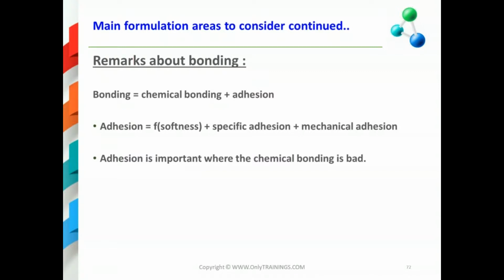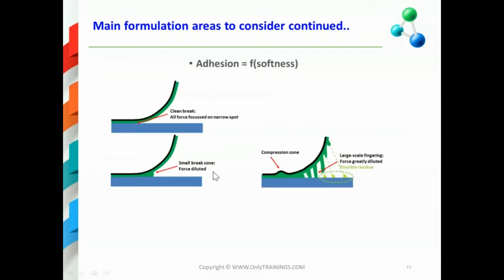So I have some remarks about the bonding. The bonding is in fact a chemical bonding and also adhesion. And adhesion is a bonding without a covalent bonding. So it depends on different factors. Just to remind you, it depends on the softness, on the specific adhesion, and the mechanical adhesion. Adhesion is, of course, important when chemical bonding is bad. So adhesion is a function of the softness.